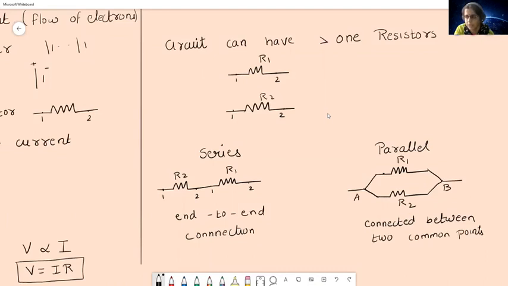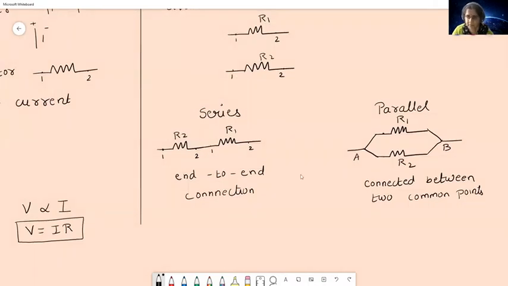Now what happens to the total resistance here? I have connected two resistors. So what is going to be the total resistance? In a series, what happens to the total RT? You're just going to add it. It is going to become R1 plus R2. Let me call this RS because it is in series.